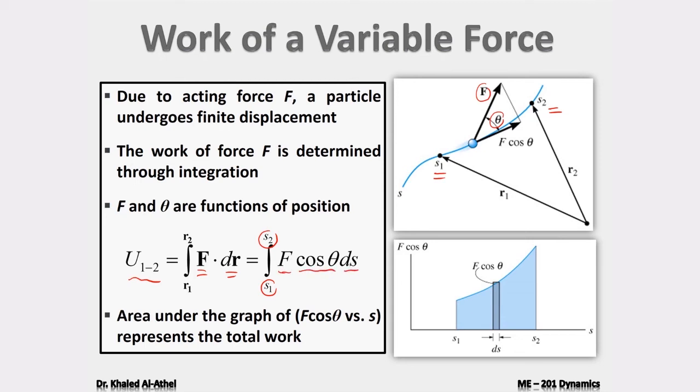So this is the most general definition. Whenever you have a force that changes as you move from one position to another, you take the integral of that force multiplied by cosine theta between position 1 and position 2. And this is basically represented by the area under the curve. This is mathematically what's happening.